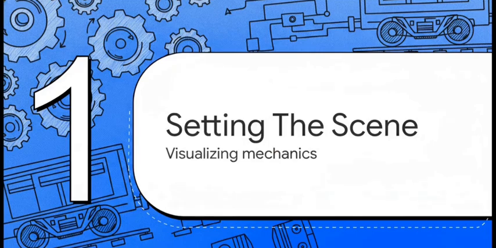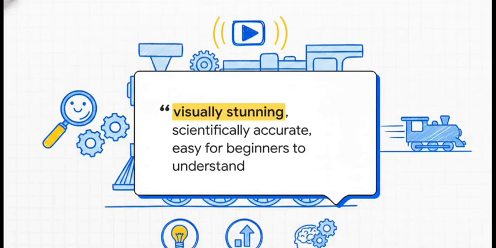Section 1. Setting the scene. Visualizing mechanics. Now, the overarching goal of our source material is pretty ambitious. This blueprint isn't just about showing a bunch of mechanical parts. It's explicitly designed to be visually stunning, scientifically accurate, and most importantly, easy for beginners to understand.